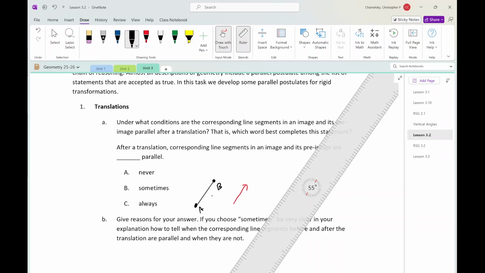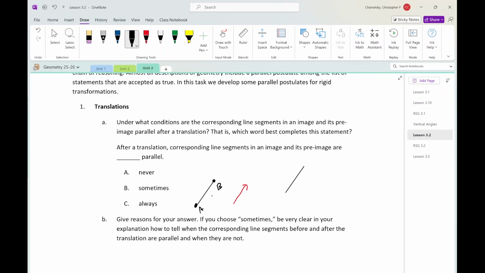What does that look like? Well, we have experience with doing this. It might look something like this: A prime, B prime over there. So we can definitely see that it's parallel. And it's always going to be parallel, or always going to have the same slope as the original image. It's never going to turn. So we might be tempted to say always. But there is a special case.